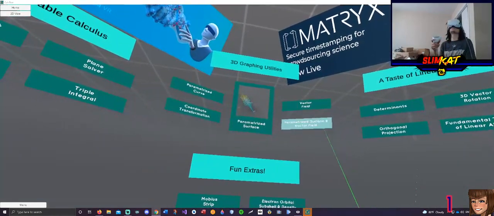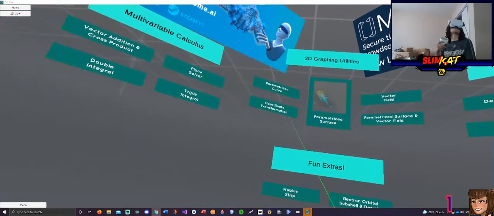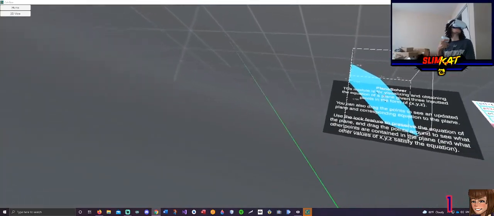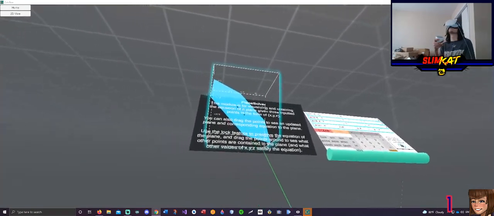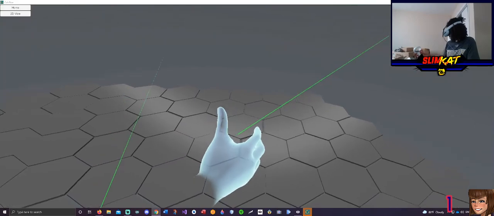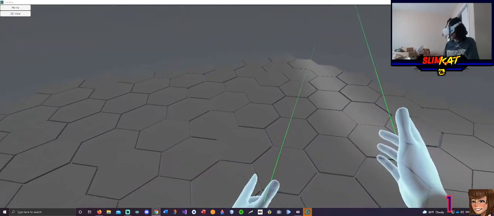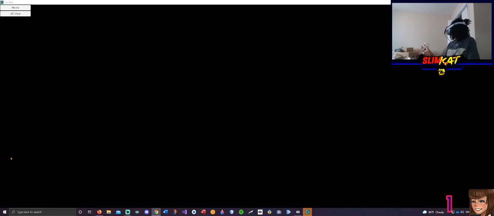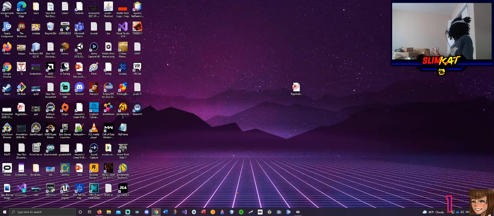Vector field. Plane solver. Nope. It's fun though. But yeah, no. Dude, that is actually insane. All right, now I'm gonna probably quit the app and focus on the homework.